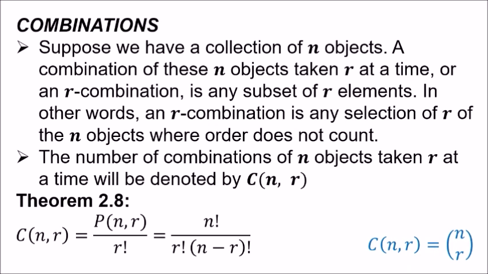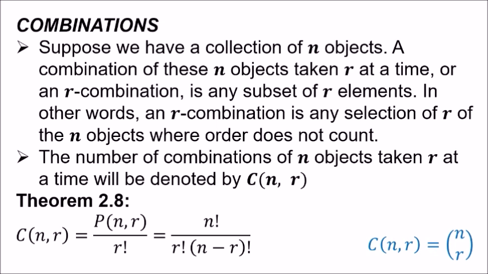This time, we are going to discuss the combinations. Suppose we have a collection of n objects. A combination of these n objects taken R at a time, or an R combination, is any subset of R elements. In other words, an R combination is any selection of R of the n objects where order does not count. The number of combinations of n objects taken R at a time will be denoted by C open parentheses n comma R close parentheses.